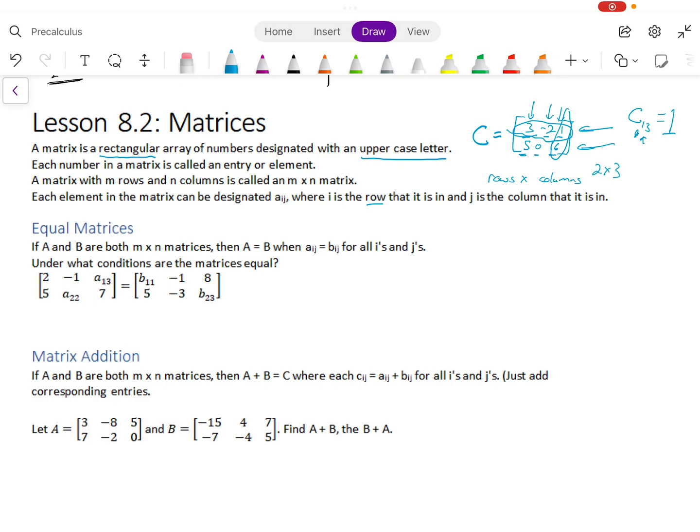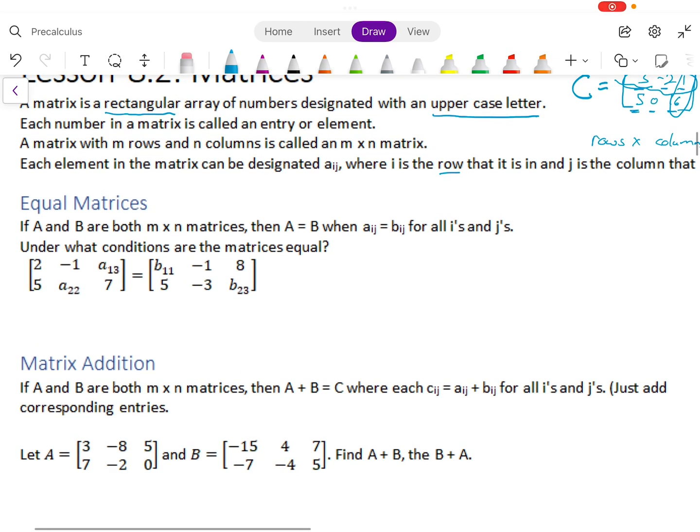All right, equal matrices. If A and B are both m by n matrices, then A equals B where a sub ij equals b sub ij for all i's and j's. So you just want each corresponding element to be equal. And notice they do have to have the same dimensions. In this example, it says under what conditions are the matrices equal? Just like before, we have a 2 by 3 and a 2 by 3, and we want them to be equal. Well, the corresponding elements need to be equal.